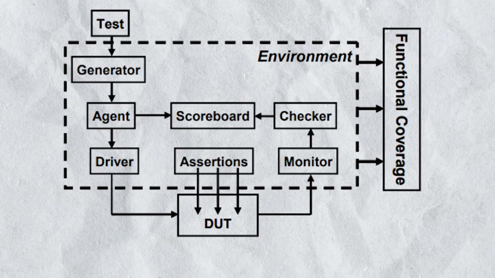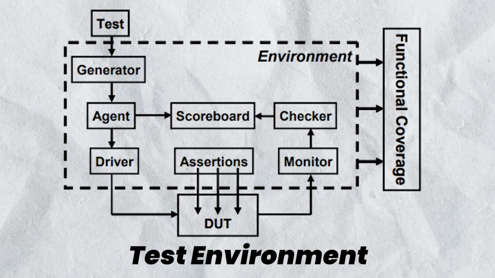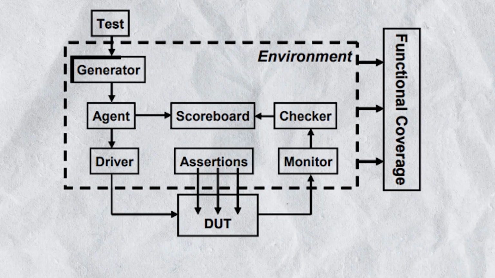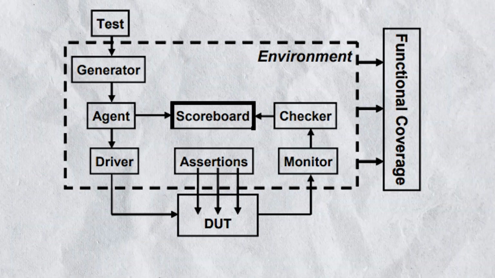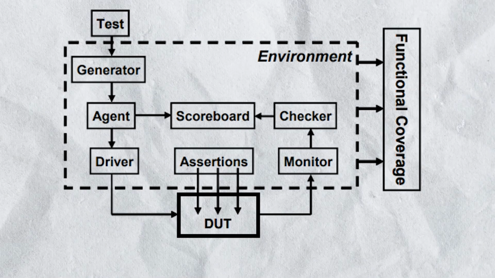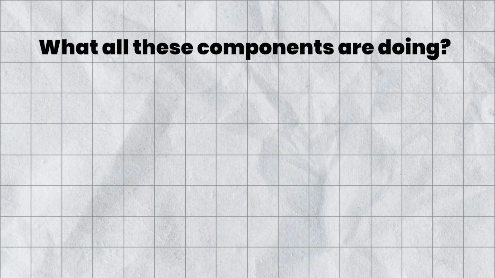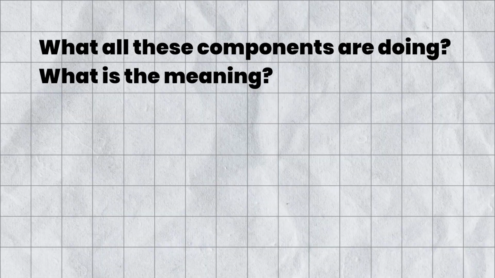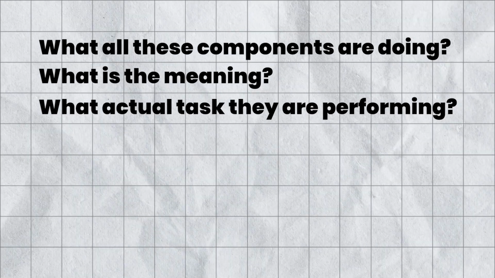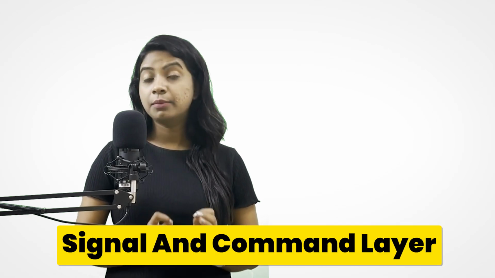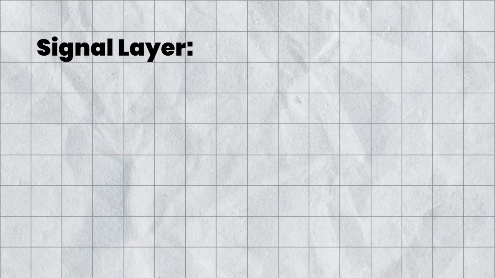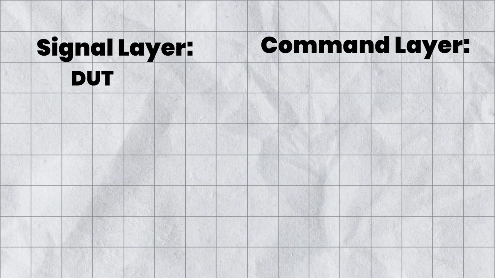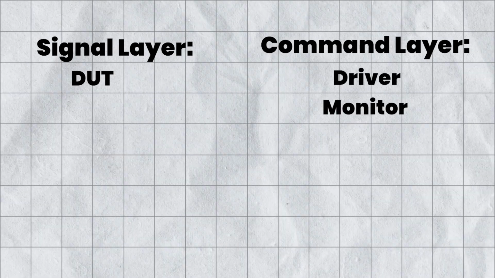Now you can see this figure on the screen. This is the complete test environment. In this we have the generator, driver, monitor, scoreboard, checker, assertions, and DUT. So what all these components are doing, what is the meaning, what actual task they are performing, everything we will now discuss. Starting with the signal and command layer. The signal layer consists of the DUT, and the command layer consists of the driver, monitor, and assertions.